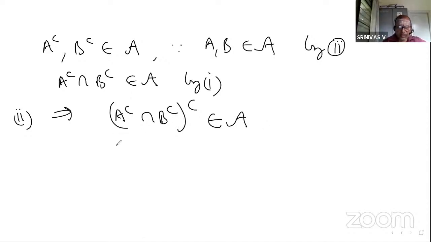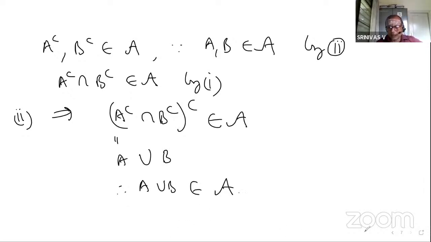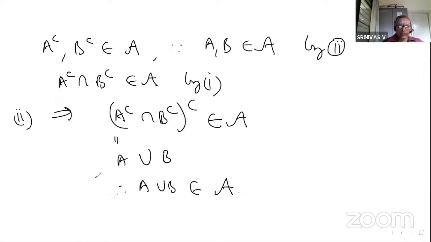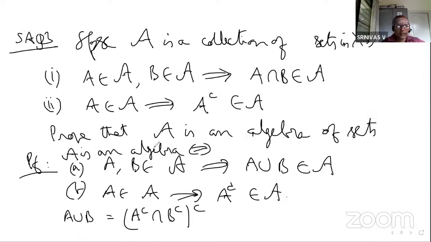What is this? This is equal to A. A complement complement is A, union, and B complement complement is B. Therefore, A union B is present in script A. Right? That's what ultimately we want. We started with A and B in script A, and for them we could show that A union B is in script A. So this property we can obtain. We could show that script A is closed under union of a finite number of sets.